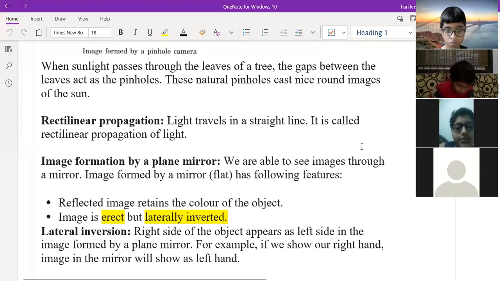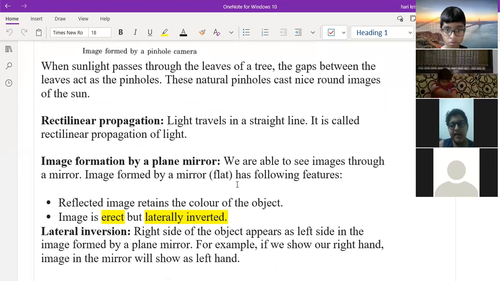So deviate means what, sir? Suppose sunrays are falling from the window onto the mirror. What will the mirror do? It will reflect the light in different directions, right? Again, the light will go only in a straight path after the reflection also, right? Yes, sir.